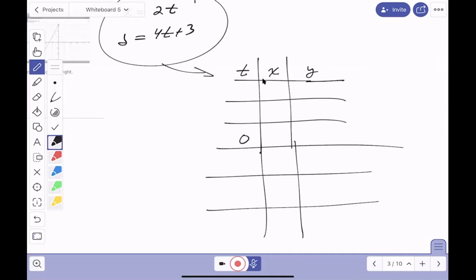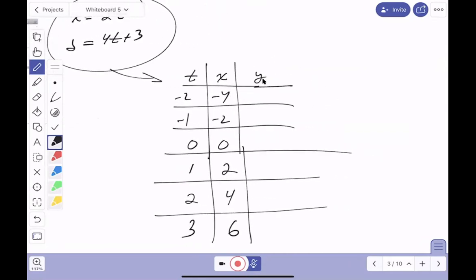If I chose 0, what would you get for x? 0. I'm just going to do x first. And then I take 1, you get 2. Then I could take 2, I get 4. Then I take 3, I get 6. That's pretty easy. Minus 1, minus 2, minus 2, minus 4. All right, then what do you get?